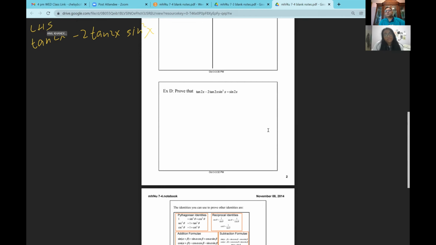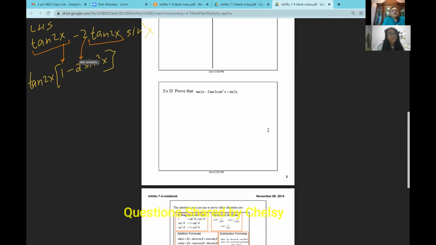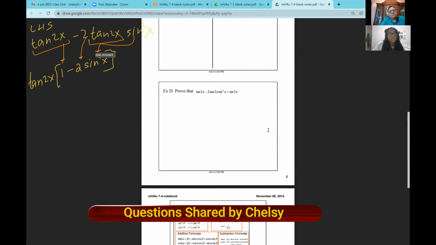So in identities, you should begin with the more complicated side and get the other side. Is that clear to you? Okay. So tan 2x is common, so I'll take tan 2x as common. Let's try this. And we have 1 minus 2 sine square x. Is that okay? Where did that one come from? Well, I took tan 2x common. So if you factor this out, we get 1 from here and 2 sine square x. Is that clear now? Oh, yeah.